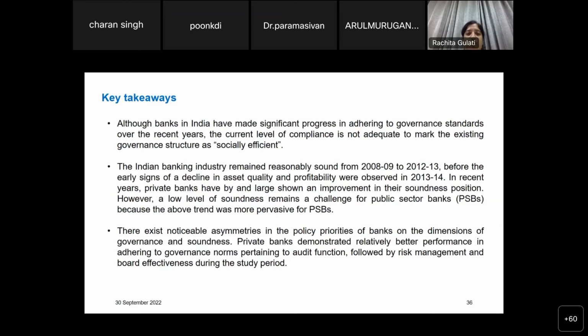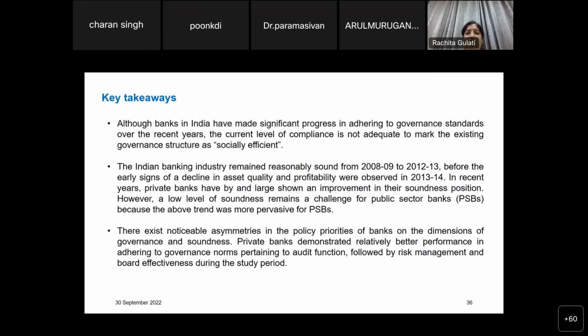The Indian banking industry remained reasonably sound from 2008-9 to 12-13, before early signs of decline in the asset quality and the profitability were observed. The private banks, by and large, have shown improvement in their soundness position. For the public sector banks, the situation is still challenging, and the above trend was more pervasive for the public sector banks. There exist noticeable asymmetries in the policy priorities of the banks on the distinct dimensions that I have already indicated separately for both the groups.